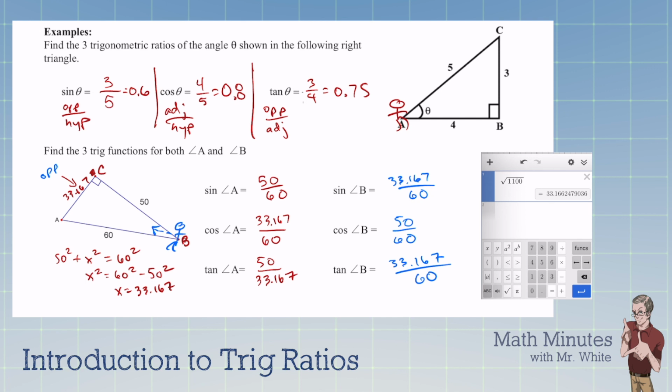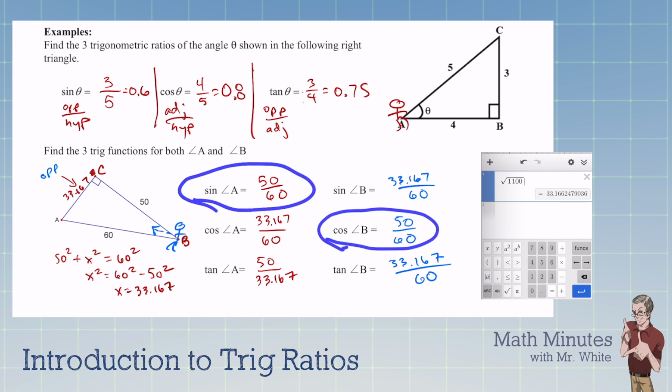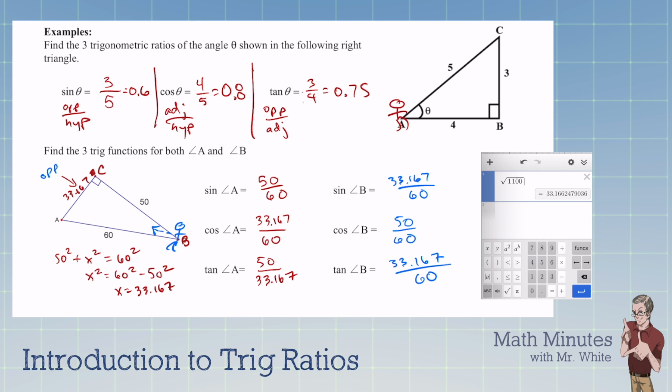Do you notice anything interesting here? This might be a great observation you could make right now. Do you notice anything? Cosine of angle B is equal to the sine of angle A. That's kind of neat. The sine of angle B is equal to the cosine of angle A.